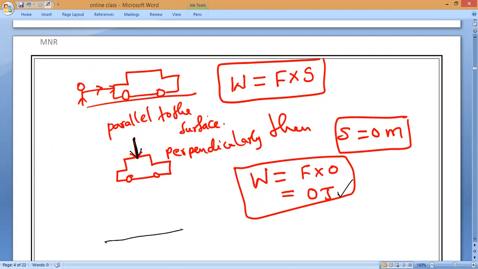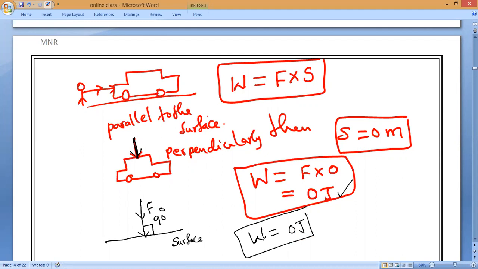Remember, if this is the surface and the force is acting perpendicularly, what is the angle between the surface and the applied force? Perpendicular. This is the surface, and this is the applied direction of force. So what is the angle between them? 90 degrees. So if I apply the force at 90 degrees, perpendicularly to any surface, then the work done is equal to 0 joules. That is what you have to remember.